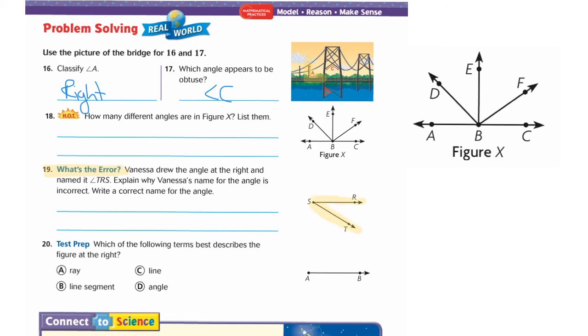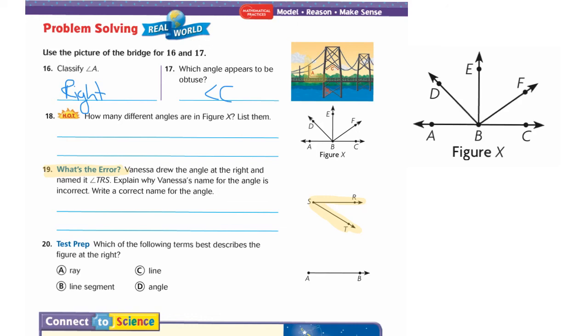And when you put your finger or your pencil over it, you don't go TRS. You don't go that way. So naturally you're going to go RST. And so the explanation behind that is going back to that first page with the vocabulary, that in order to write an angle, you have to have the vertex or the corner in the middle.